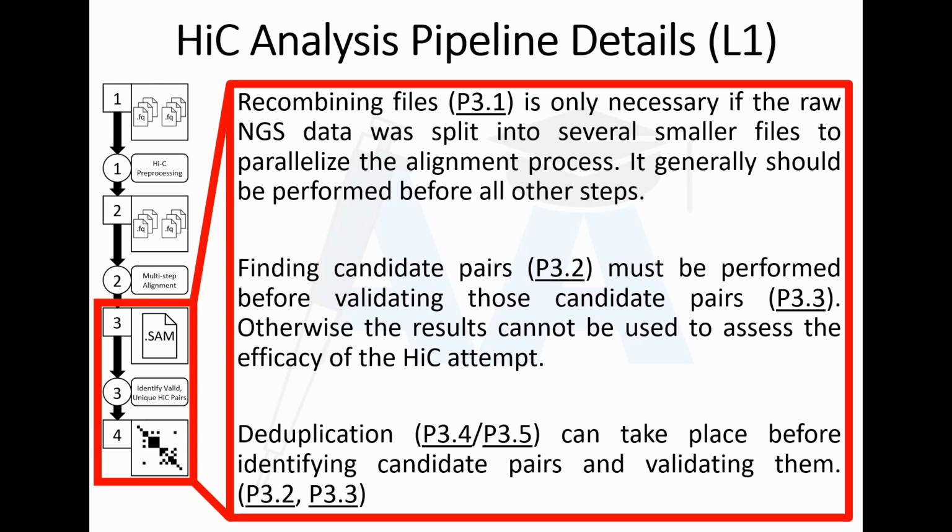Deduplication can actually take place before the identification and validation of candidate pairs, but not if those steps are parallelized. Therefore, HiC pipelines usually deduplicate their reads as late in the pipeline as possible, either because they have implemented parallelization for previous steps, or because they might do so in the future.